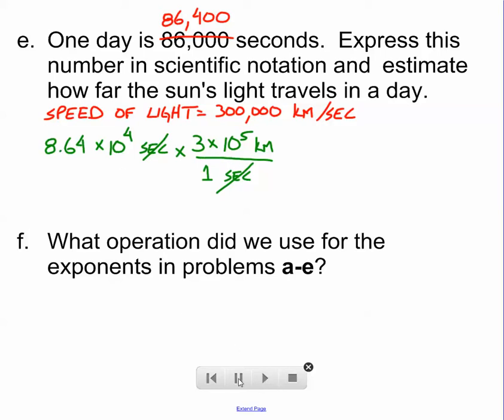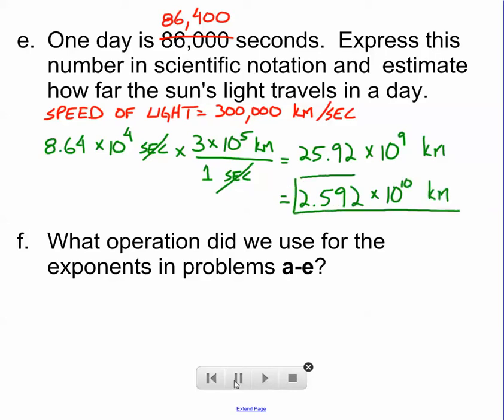8.64 times 3 is 25.92, and 10 to the 4th times 10 to the 5th is 10 to the 9th. Again, I'm not going to leave my answer like this. That is not scientific notation. Let's make it 2.592 times 10 to the 10th kilometers.